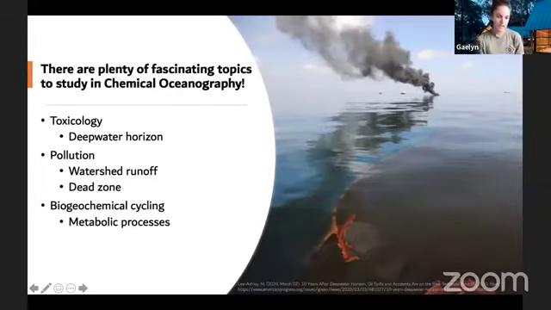Other than that, there are also plenty of other fascinating things to study in chemical oceanography. If you see this image here, this is from the Deepwater Horizon oil spill. When did this happen? I think we have a poll for that. Yeah, there it is. When was the Deepwater Horizon oil spill tragedy?